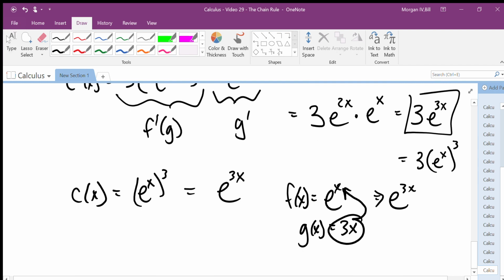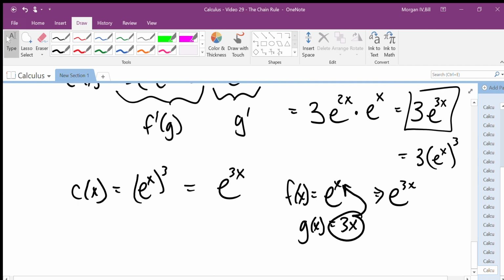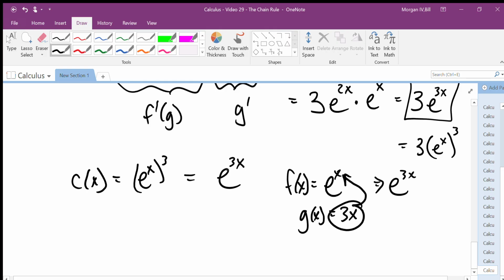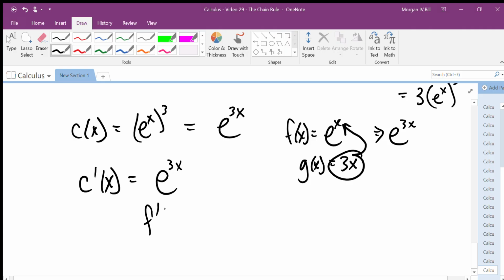So because f of x is now the outside function, what is the derivative of e to any power? The derivative of e to any power is itself. So this is like f prime of g. You need to multiply that, though, by the g function, which is the 3x, by the g prime. The derivative of 3x would just be 3, and either way you look at this, you get 3 times e to the 3x. Same answer.